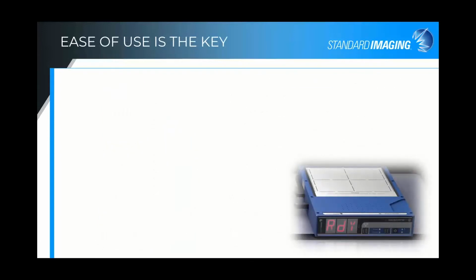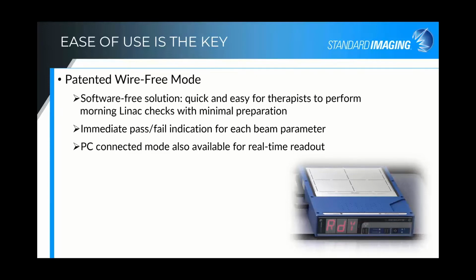So like I mentioned, ease of use is the key, and quite honestly, the BeamChecker Plus is probably the easiest unit out there. We have what's called a patented wire-free mode. It's a software-free solution. It allows you to use the unit in an unconnected mode, if you will, to any PC. It will automatically take the measurements and automatically reset and give you immediate pass-fail indicators on the unit itself without having to connect to a PC. But there's also a PC mode that is available if you want to do that, and I'll touch on that in a little bit.